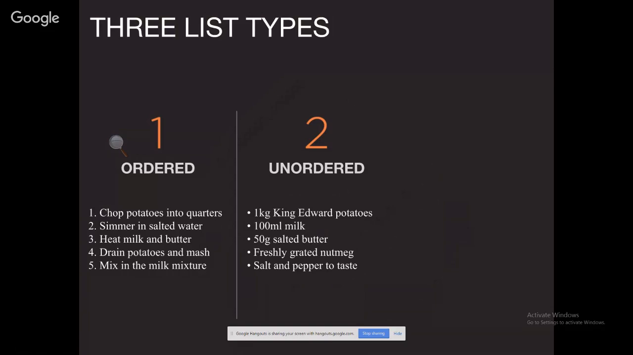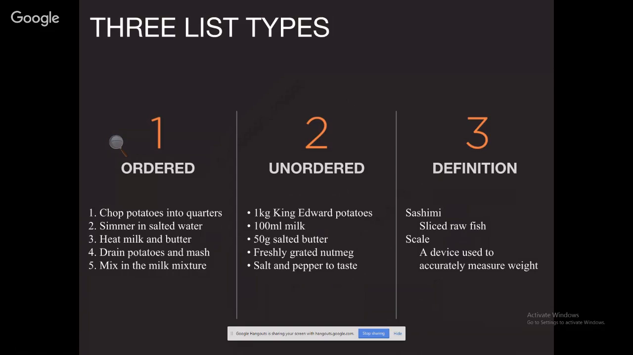If you're just going shopping, it doesn't really matter in what order you put the shopping list normally. So this is called an unordered list. It doesn't have numbers, it will have bullets to just indicate these are the 5 items or however many that I need to purchase. And then sometimes you have what is called a definition list, where you define, for example, sashimi or scale, and then you put some more content pertaining to this definition. So these are the 3 types of lists, and we're going to learn how to create those in HTML.